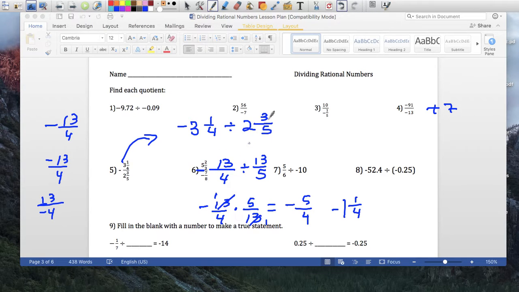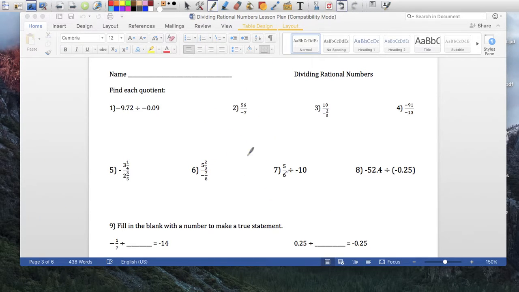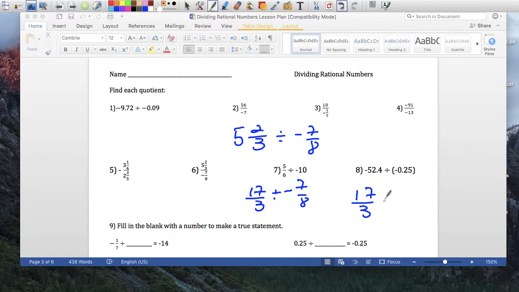We'll do another complex fraction here, number 6, and again, it's 5 2/3 divided by negative 7/8. Let's change this to an improper fraction. 3 times 5 is 15, plus 2 is 17 over 3, divided by negative 7/8. We can now change that to a multiplication problem. It's going to be 17 over 3 times negative 8 over 17.